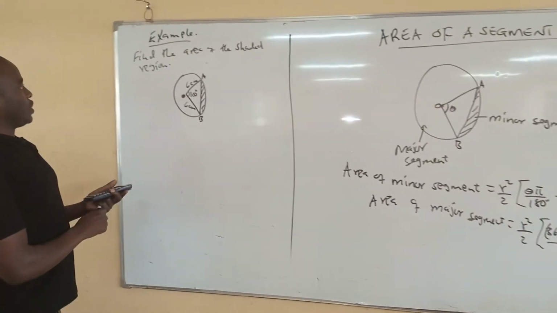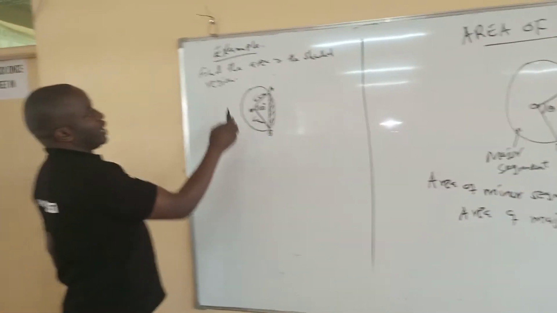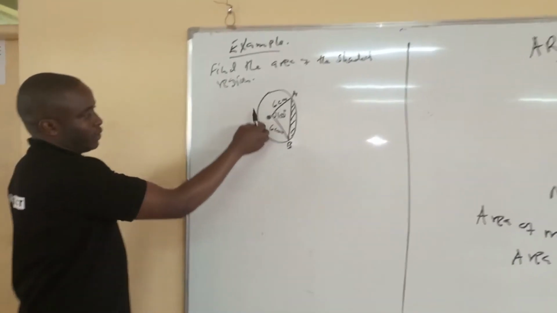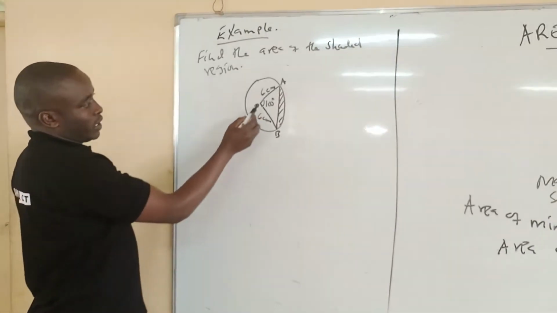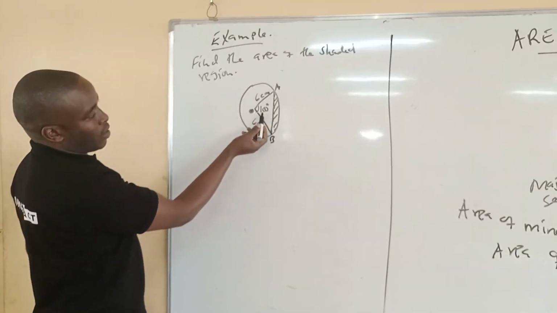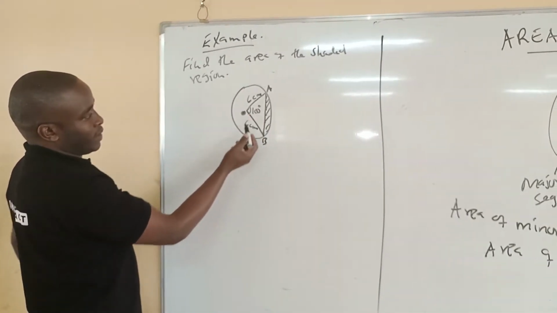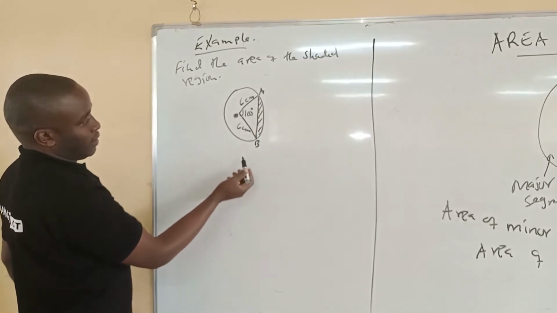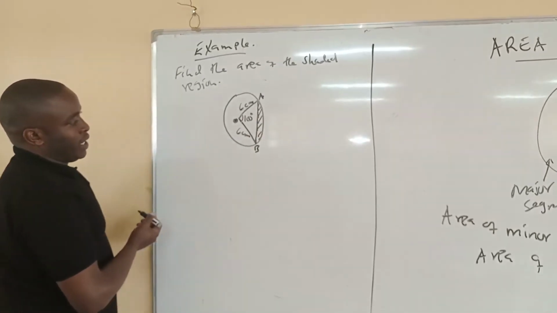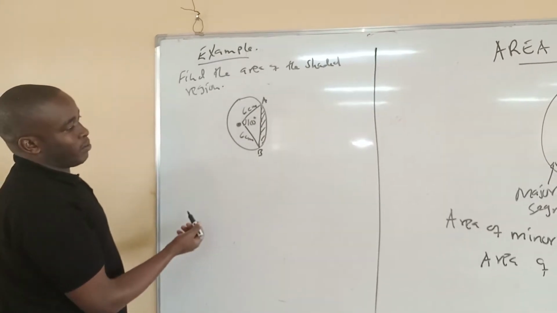Now, an example of a question is to find the area of the shaded region in this figure, whereby this is a circle, center O, and we have an angle of 100 degrees here, radius 6 centimeters, so we want to find this area. I'll do both methods.